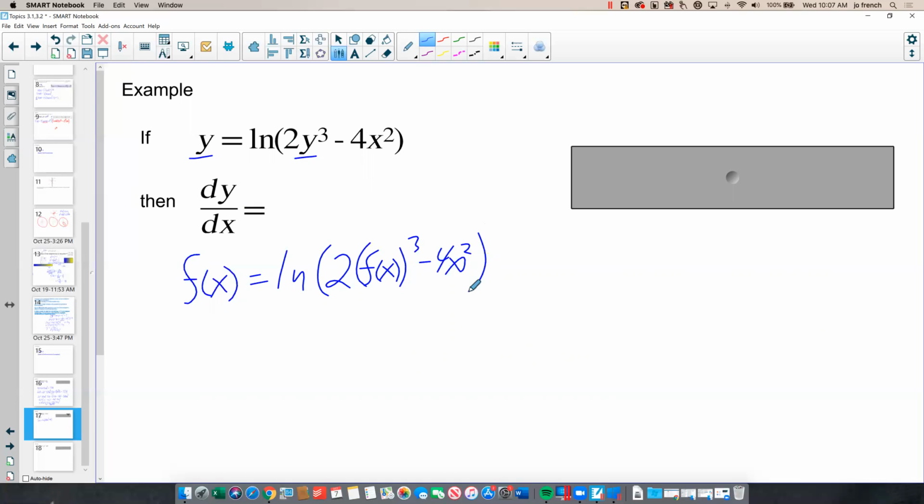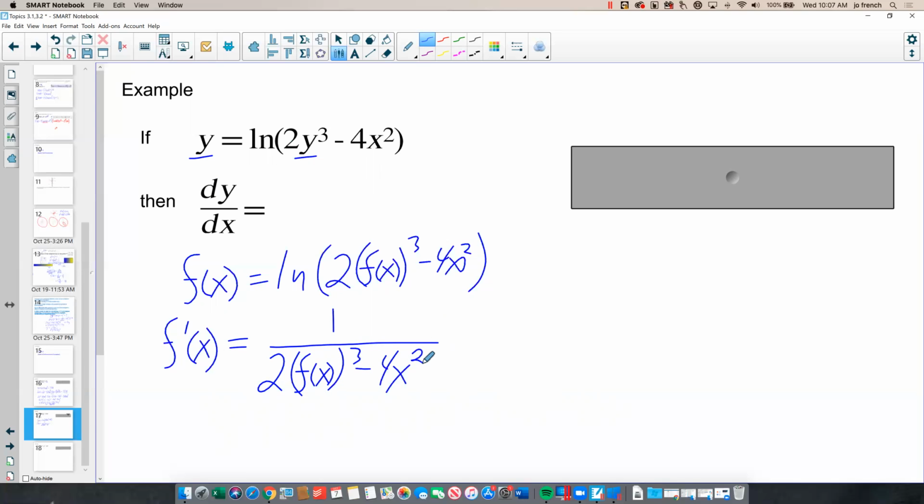And we start by taking the derivative. Derivative of the left side, derivative of f of x is f prime of x. The derivative of the natural log of something, using the chain rule, would be 1 over the something, the derivative of 1 over the inside of the natural log. So 1 over 2 f of x cubed minus 4x squared. Don't touch that.